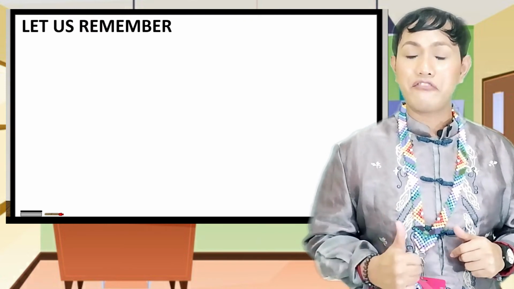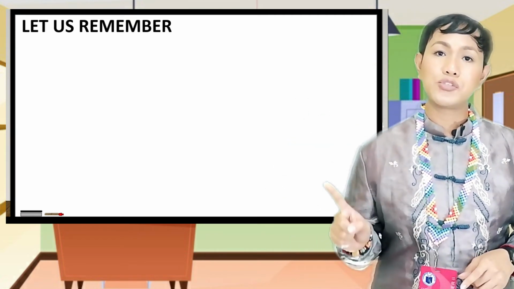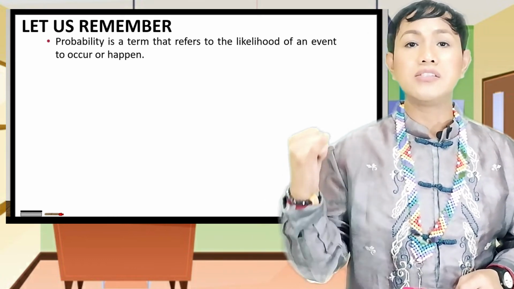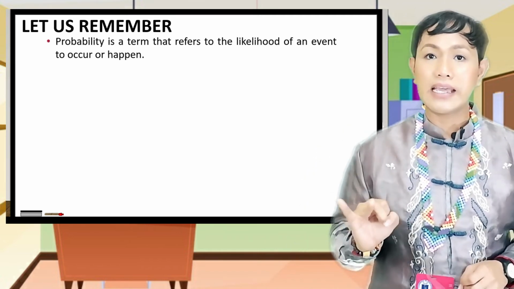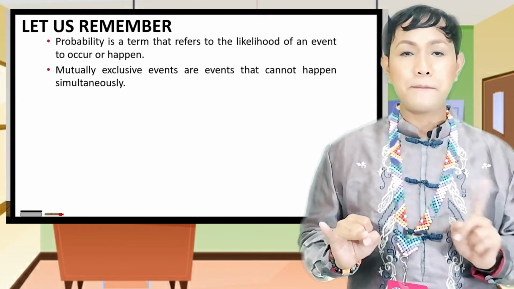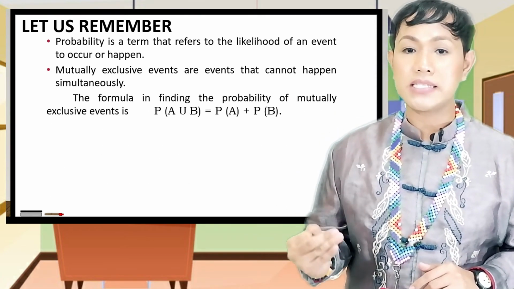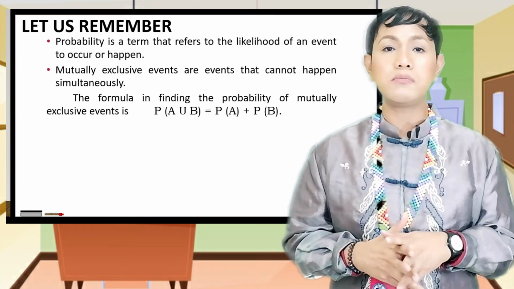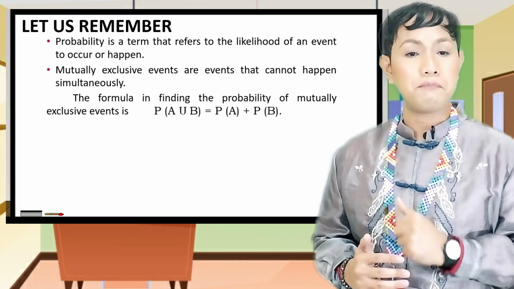After all that we have been discussing all this time about mutually exclusive and non-mutually exclusive events, I think it is high time for us to have a gist of the discussion for today. Let us remember the following. First, probability is a term that refers to the likelihood of an event to happen or to occur. Second, mutually exclusive events are events that cannot happen simultaneously. Third, the formula in finding the probability of mutually exclusive events is the probability of A union B is equal to the probability of A plus the probability of B.